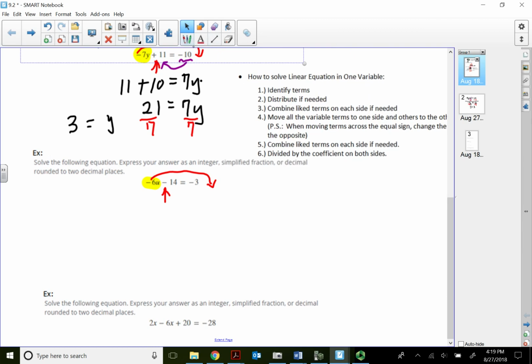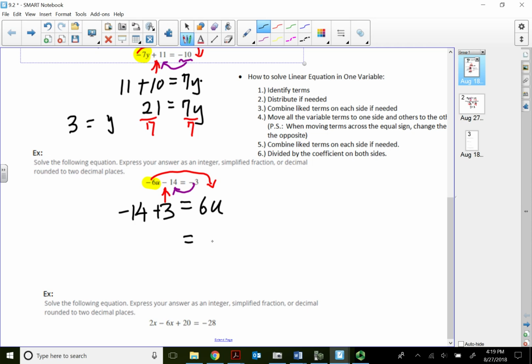So that will give me positive 6u on the right. All right, so if the u is going to be on the right-hand side, that means this negative 3 has got to go over to the left side. So who's on the left side? My negative 14. Now my negative 3 comes over and will become positive.